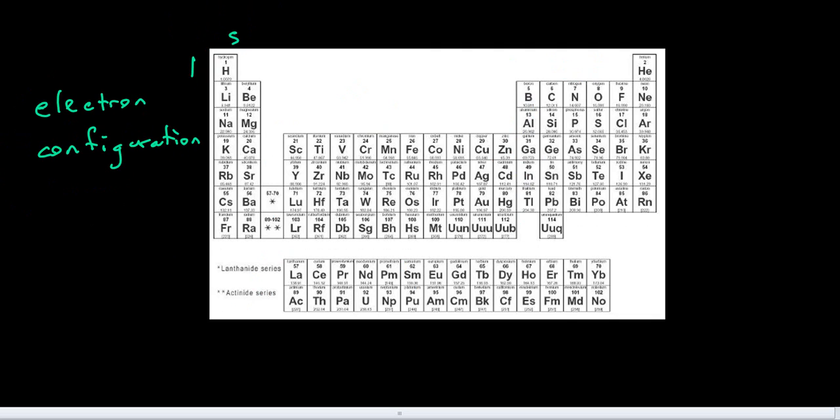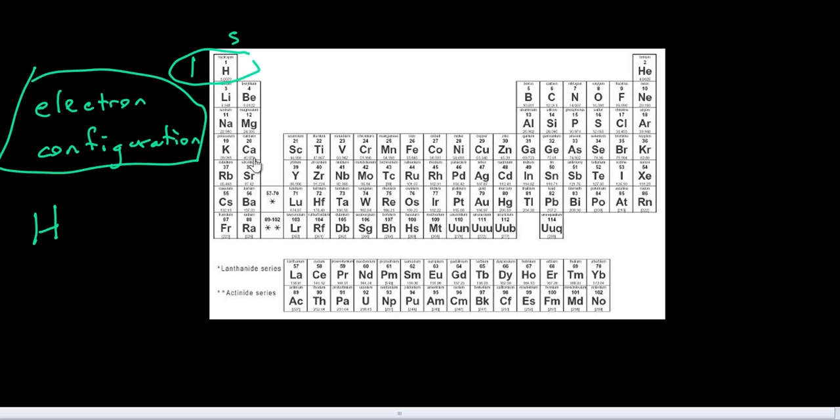Let's now use the periodic table to do something known as an electron configuration, which is us identifying the location of all the electrons for a specific atom. Let's start with hydrogen. Hydrogen's here at energy level 1, and it's in the S sublevel. Hydrogen contains 1 electron. Our configuration would look like this: 1s1.